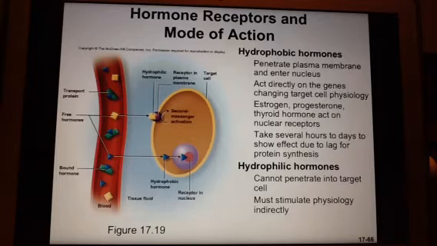When they are nuclear receptors, that means the receptor is in the nucleus, then that can take longer to show the effect. And that's because of protein synthesis needing to occur before the effect is noticed. Whereas hydrophilic hormones cannot penetrate the target cell, they cannot get inside, and so they stimulate the physiology indirectly.